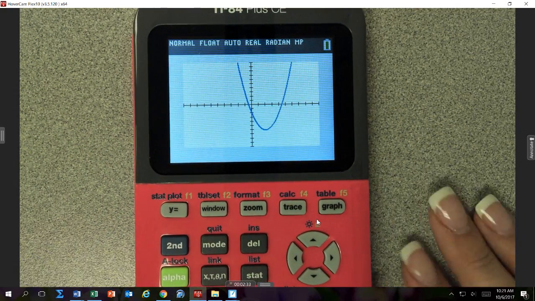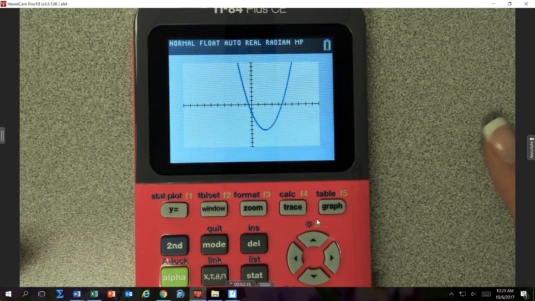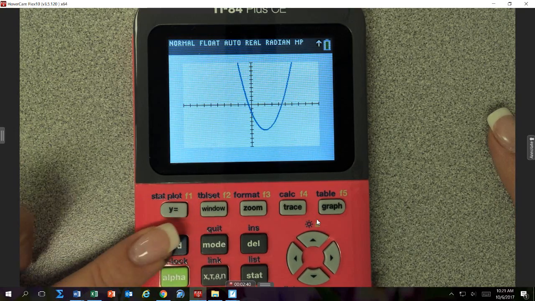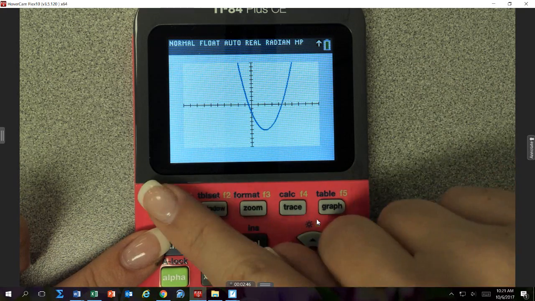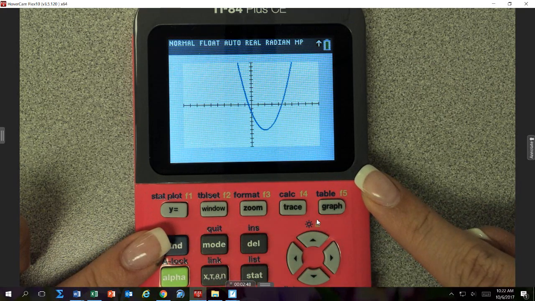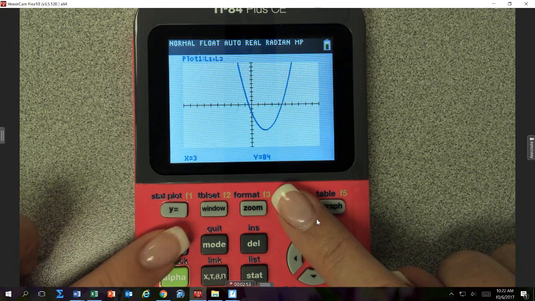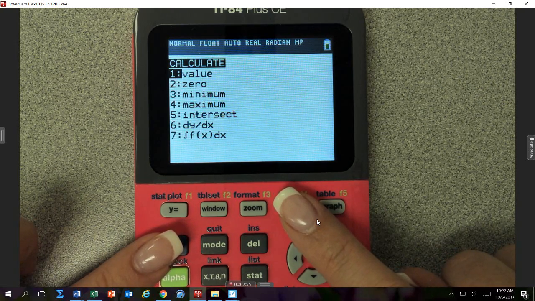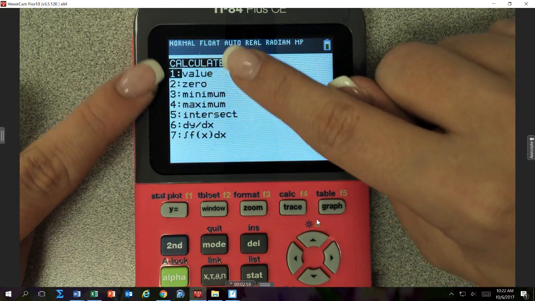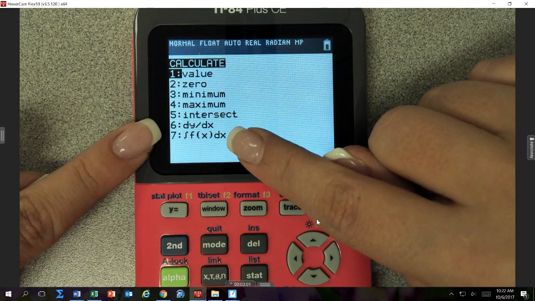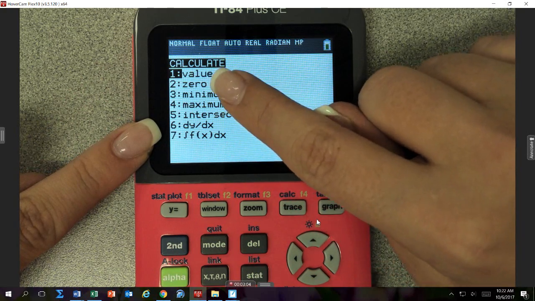What tool can I use on my graphing calculator to get those x-intercepts? Second what? What on this graphing toolbar is going to help get my answer? Second, calculate is what I had you write down in the notes yesterday. Right? What is a synonym for x-intercept or solution? 0 is a synonym.